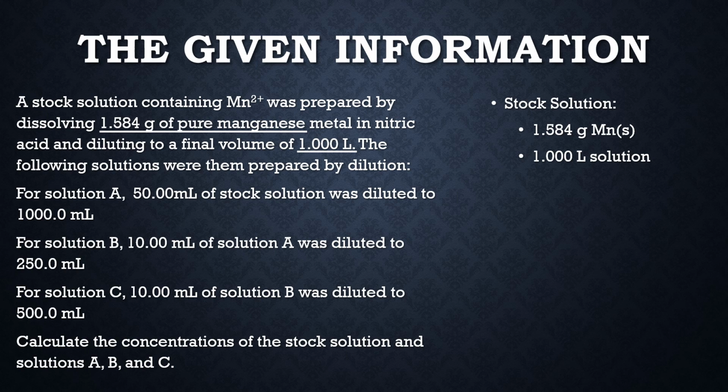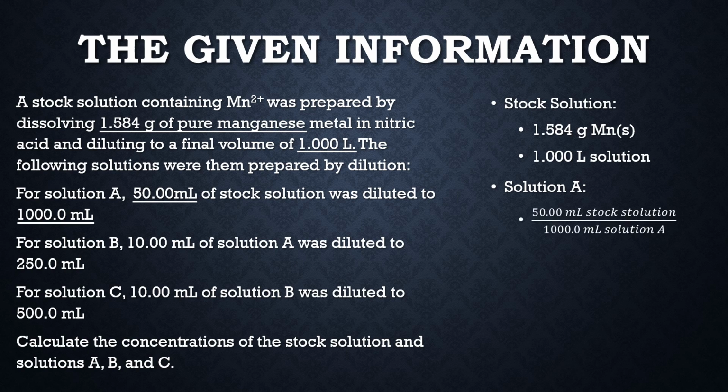Next up, we take that stock solution and we use that solution to make solution A. So we take 50 milliliters of the stock solution, and then we dilute it to 1,000 milliliters. So what is that? That's this conversion factor here. 50 milliliters of stock solution, we dilute that down into 1,000 milliliters of solution A. So there's another conversion factor there, and we'll be able to use that later.